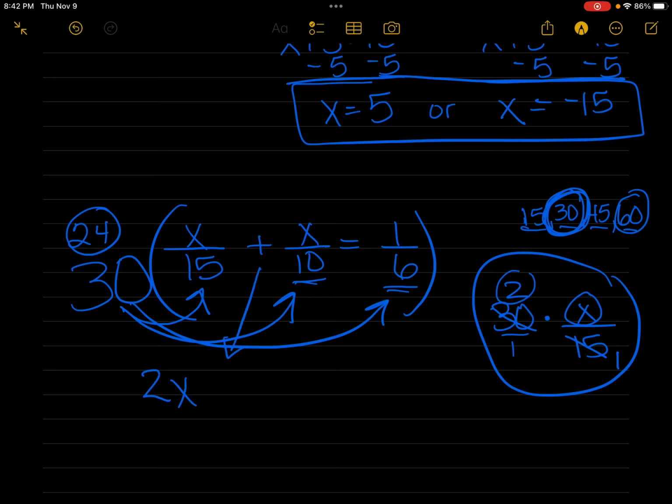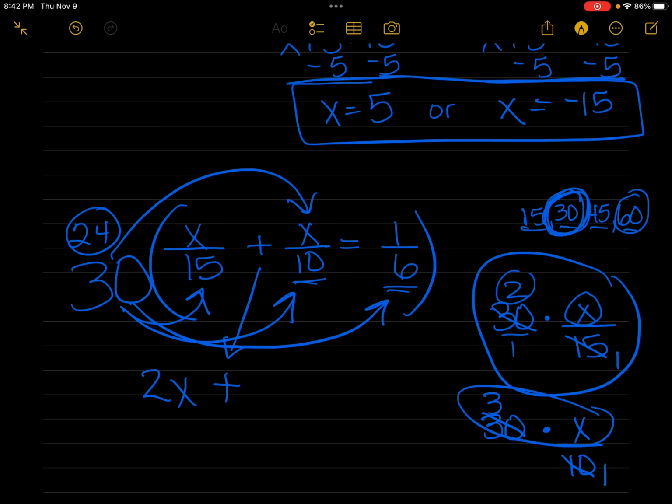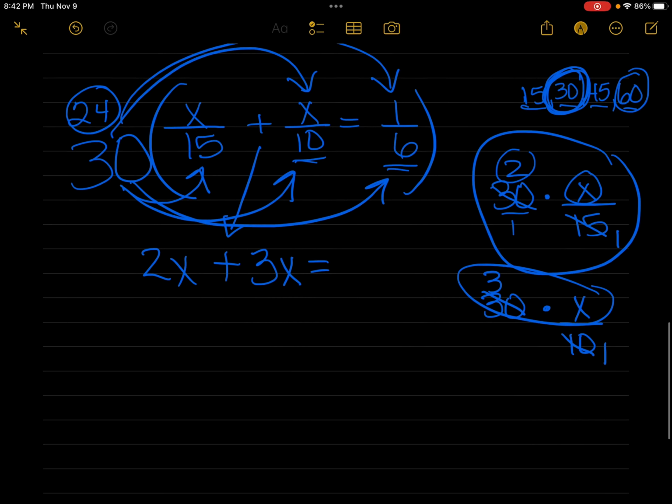Then I have a plus sign. And now I'm going to multiply 30 times x over 10. So 10 and 30 can both be divided by 10. So that's how I simplify it. And now I have 3x. Okay, then equals, don't forget the last one, 30 times 1/6. Now 30 and 6 can both be divided by 6. So I get 5 times 1 over 1, which is just 5.